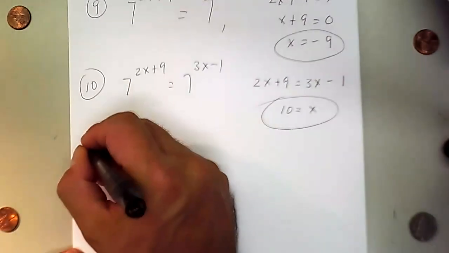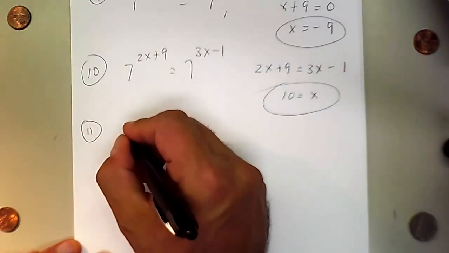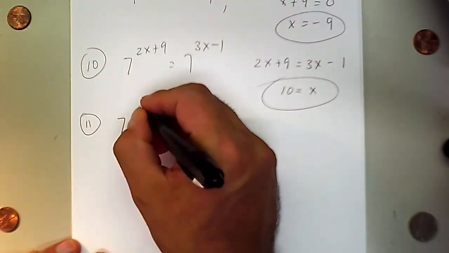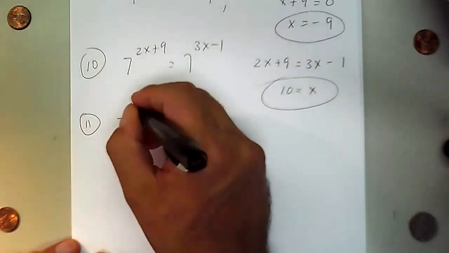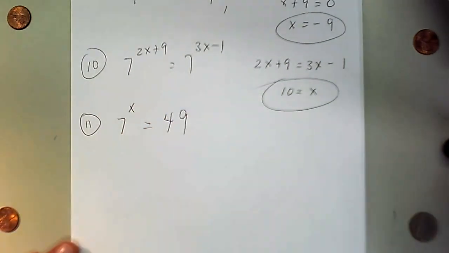Okay, 11. Now let's make it a little more deceiving. 7 to the x equals 49.